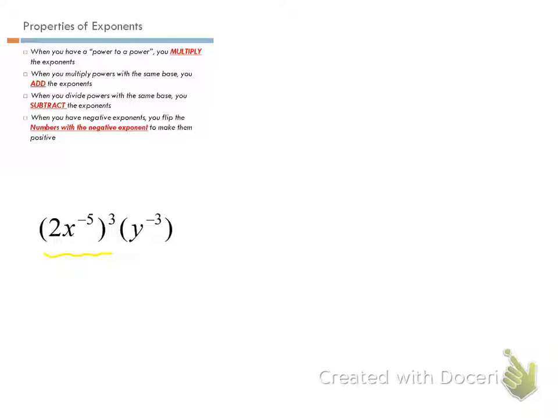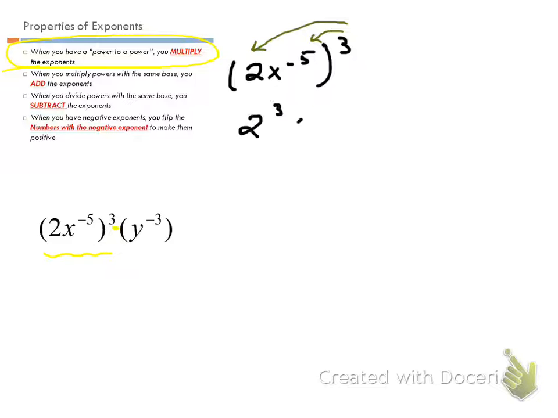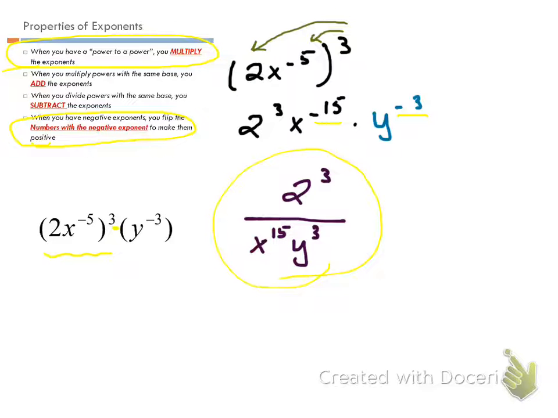Okay, let's look at 2x to the negative 5th, all of that to the 3rd, times y to the negative 3rd. First, order of operations, we're going to take the first part because it's raised to an exponent. So when you see that, it's a power to a power, so we multiply. So you have to distribute the 3 to the 2 and the x to the negative 5th. So you'll have 2 to the 3rd times x to the negative 15th, and then you add the y to the negative 3rd. Now we're not done. We have negatives, so we need to flip them. So you have 2 to the 3rd divided by x to the 15th times y to the 3rd.